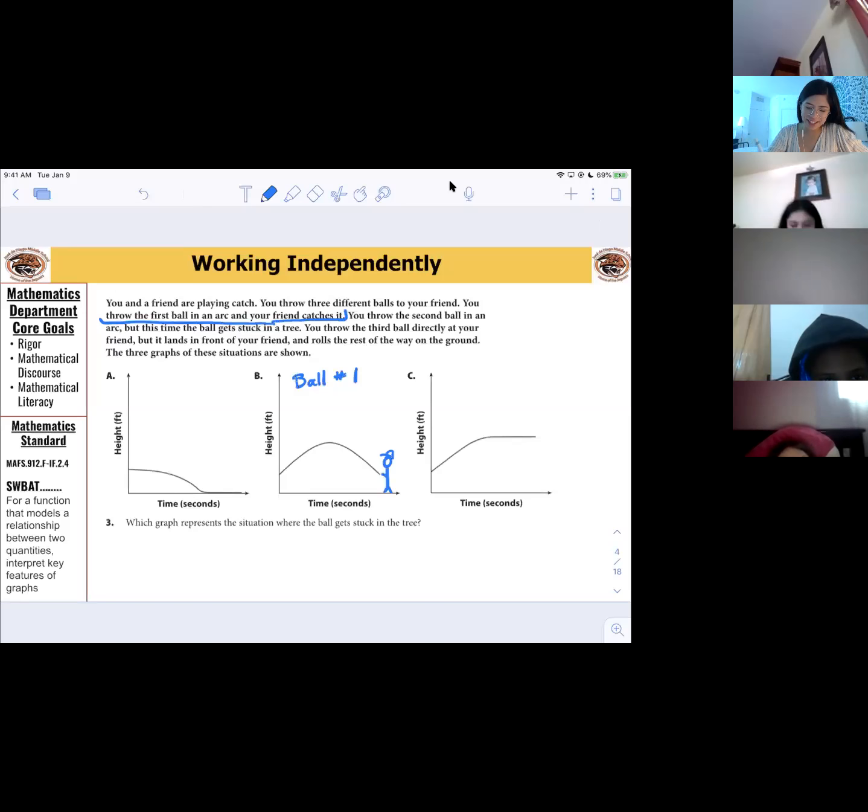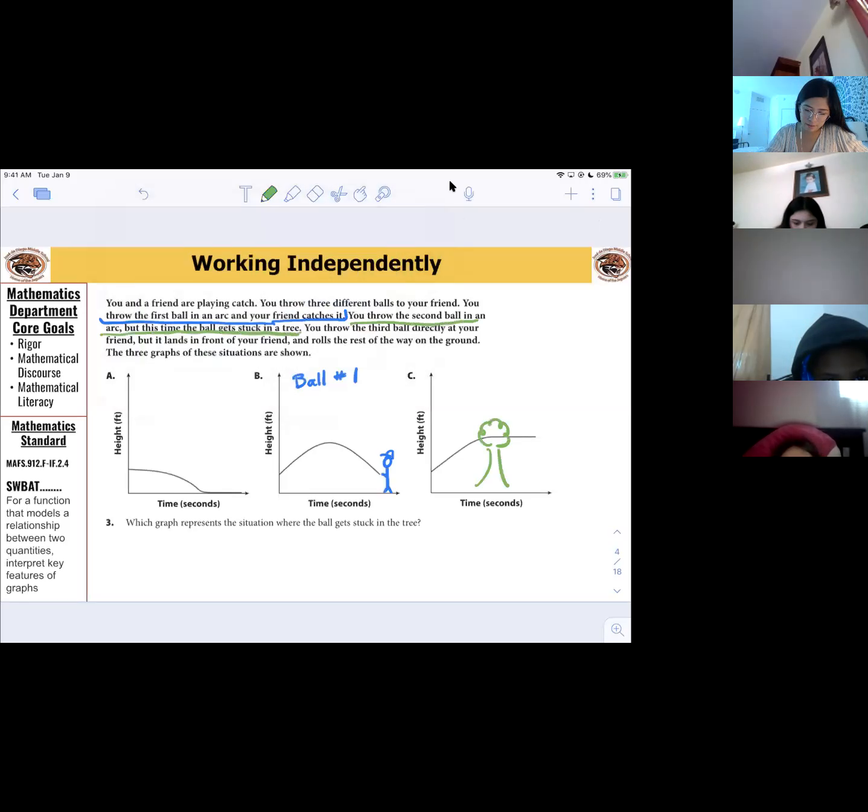All right. Which one is the second ball? It gets stuck in a tree. C. Good. How do we know it gets stuck in a tree? Because it goes up and it stays up. It stays up, exactly. So maybe what happened here was there was a tree, and the rest of the time it was just stuck in that tree.